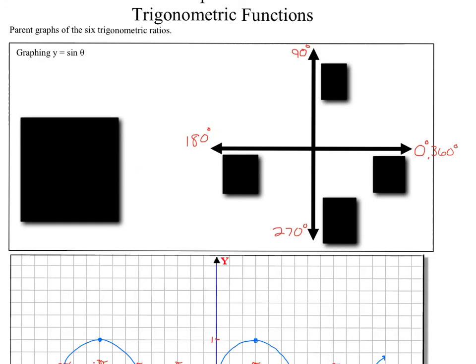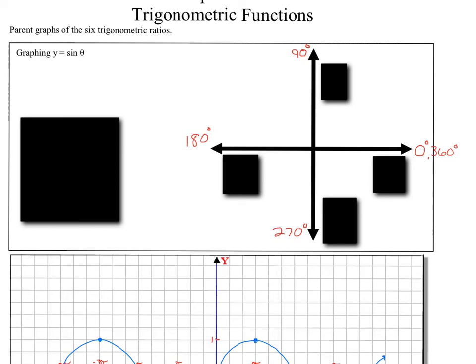Next thing we're going to do here is graph all 6 parent graphs of the trig functions. The first one is y equals sine of theta. To do this, I'm going to draw a y and x axis just like we've done many times before. This is not the actual graph, this is just preparing us for this. I'm going to label the quadrantal angles 0, 90, 180, 270, 360 degrees.